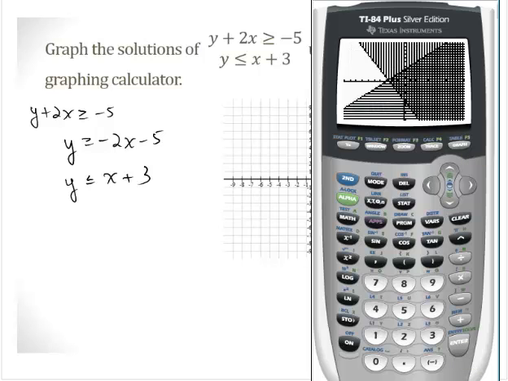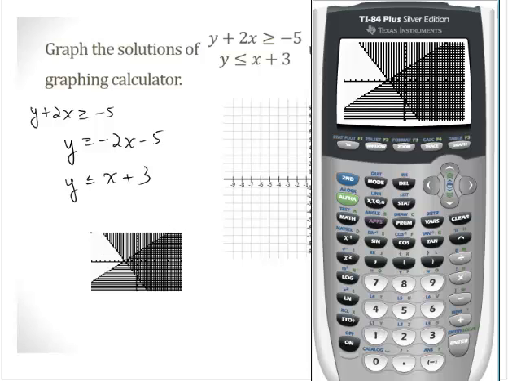Now, it shades both. So it doesn't understand that we have a system of inequalities. If you're going to reproduce this, what we need to remember is we really only shade the region that satisfies both. So let me drag this over and up and amend it a little bit.